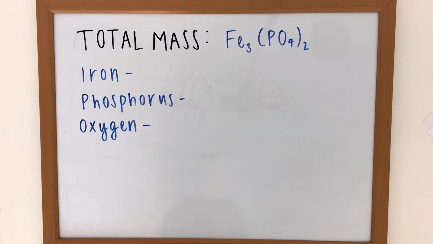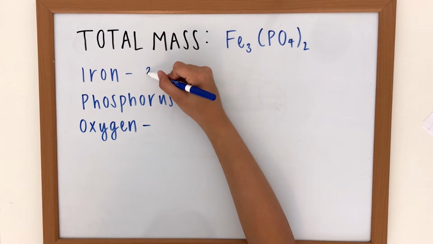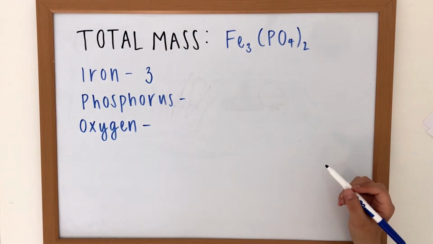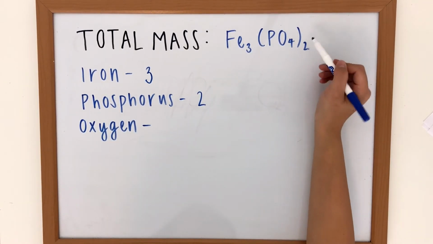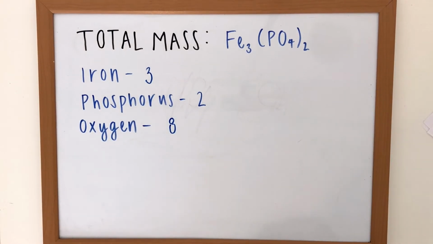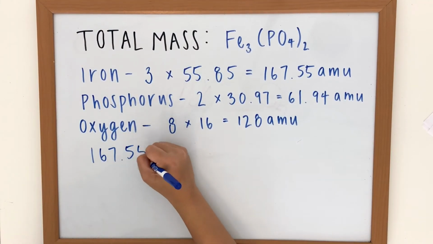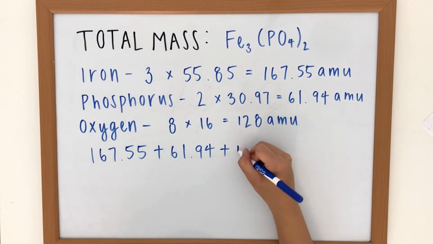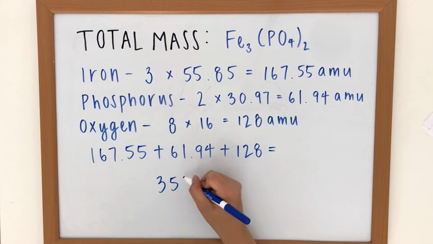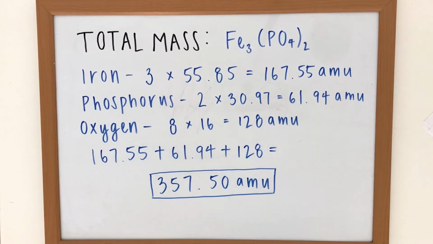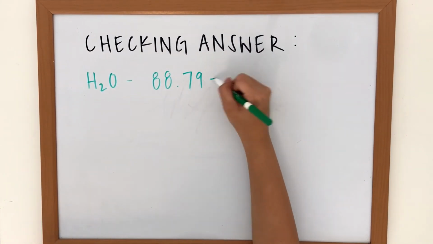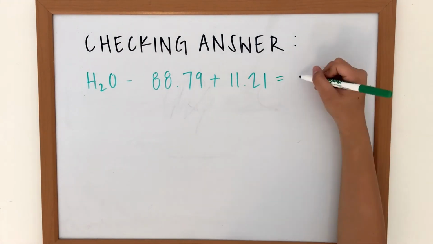Now, to find the total mass of the compound, we must find the number of each element in a single molecule. Remember that the polyatomic ion in the parentheses is multiplied by the subscript outside of the parentheses. We can see that there's 3 iron atoms, 2 phosphorus atoms, and 8 oxygen atoms. Now we're going to go through the exact same steps as the previous example. To find the total mass of the molecule, we must add up the total masses of each element. This comes out to be 357.50 AMU.